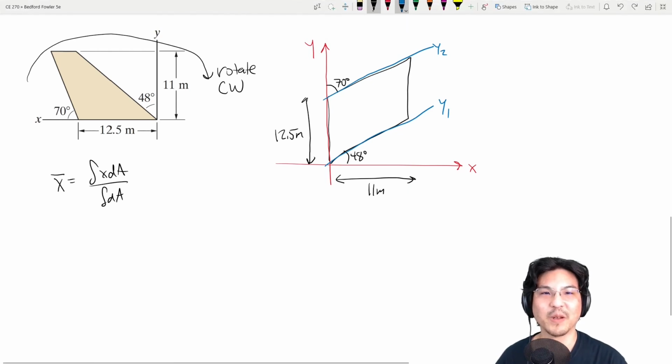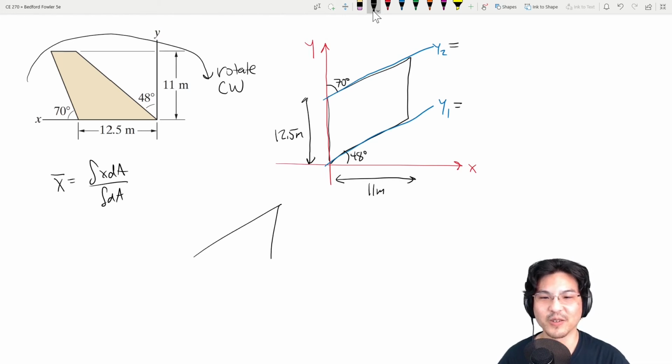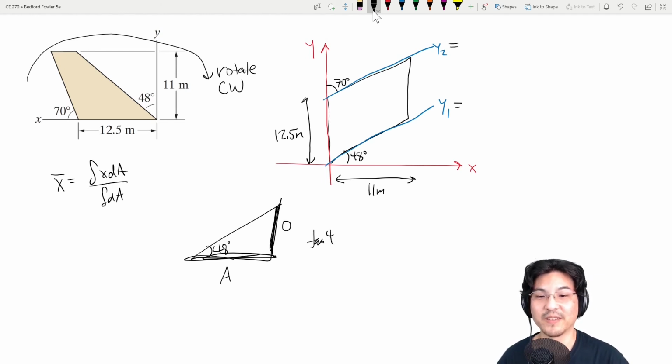But what is Y1 and Y2, these functions? So if you just do slope-intercept form, the slope for Y1 is, I'll just draw it over here, rise over run, right? Which happens to be opposite over adjacent to the angle, which is tangent. And that's the slope. So the slope is tangent 48, and then the y-intercept is 0. So this is the function.